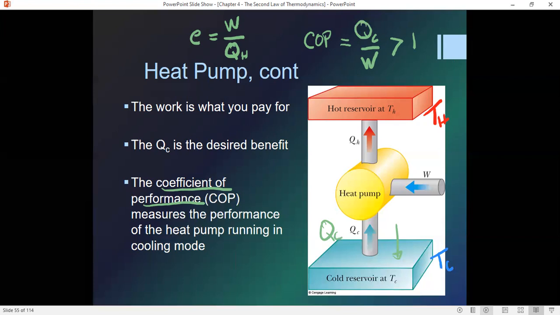So again, the coefficient of performance can be thought of as sort of the ease with which it is to move the heat. And if you're moving it over not such a large temperature change, then the coefficient of performance is going to be quite high, and you're going to be able to move a tremendous amount of heat for very little work.